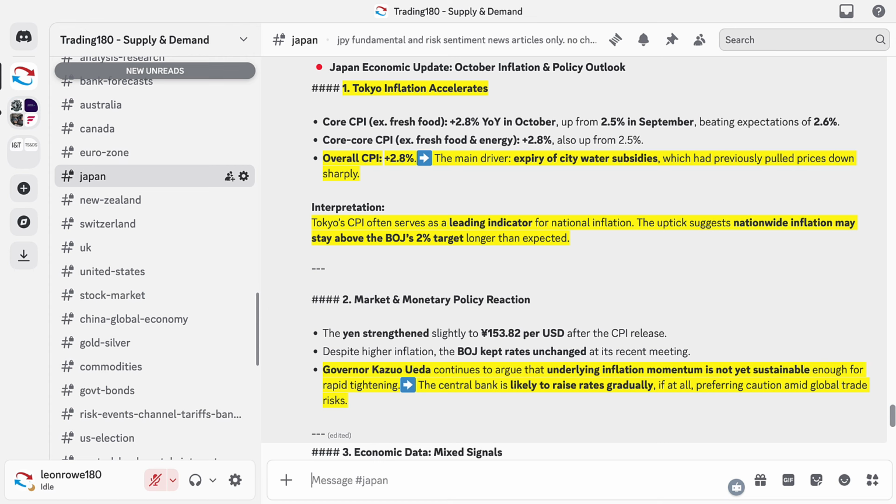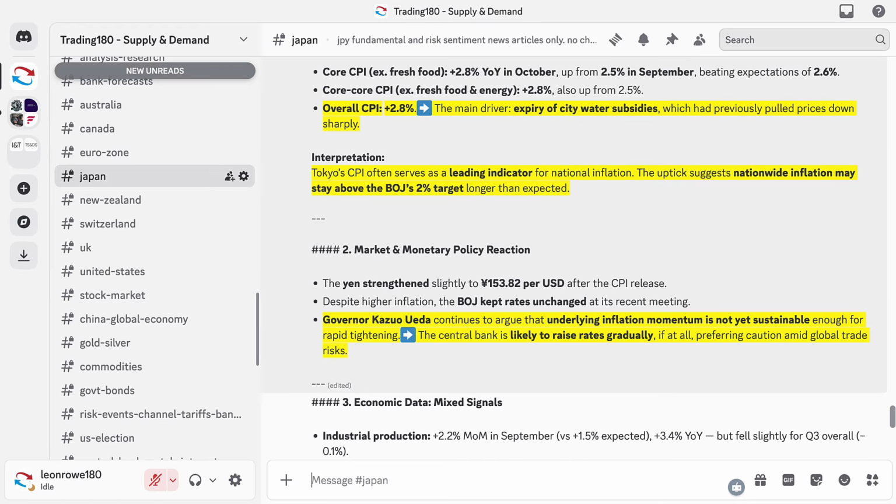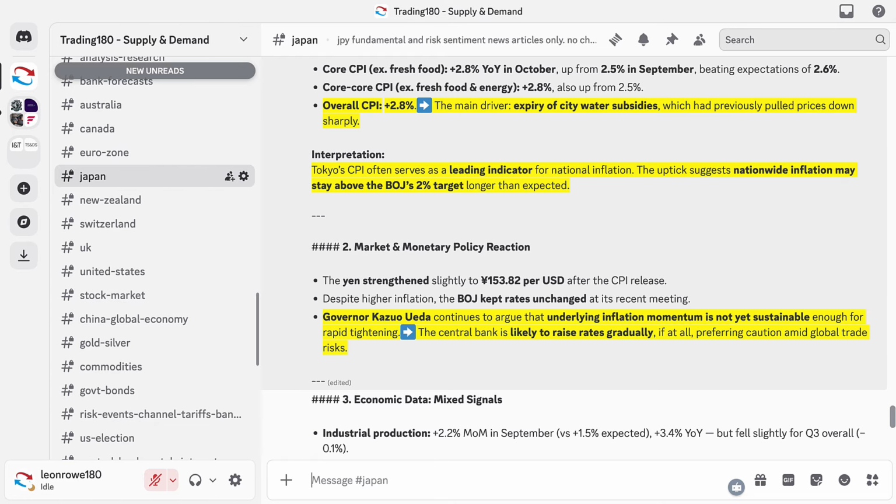But it says here, Tokyo inflation accelerates. Overall CPI was at 2.8%. The main driver was expiry of city water subsidies, which had previously pulled prices down sharply. And Tokyo CPI often serves as a leading indicator for national inflation. The uptick suggests nationwide inflation may stay above the Bank of Japan's 2% target longer than expected.